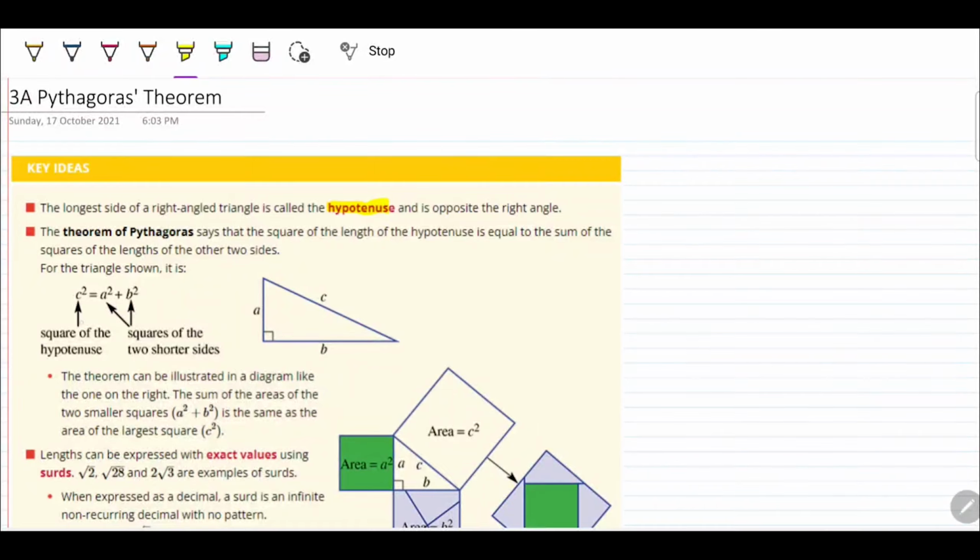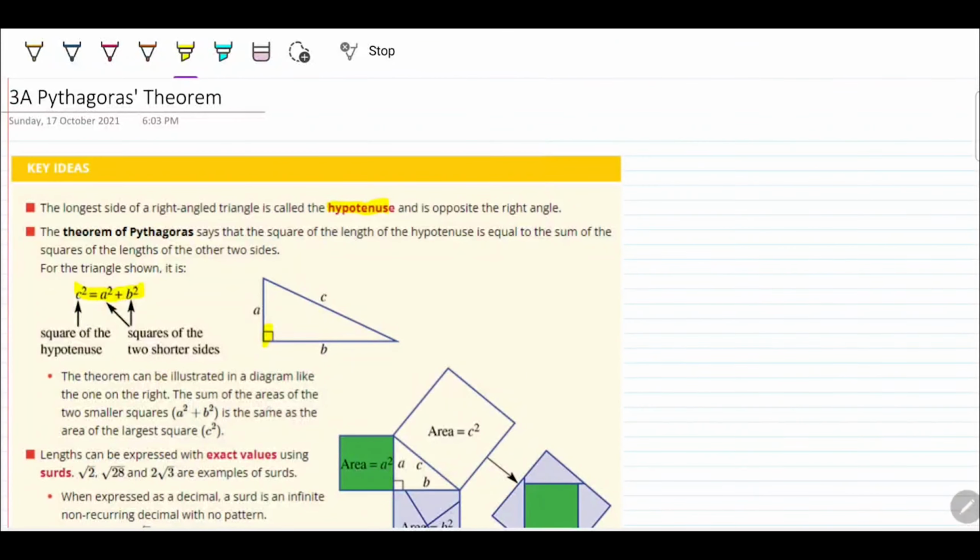We're given this formula here: c squared equals a squared plus b squared. Now, c squared represents the square of the hypotenuse, whereas a squared and b squared represent the squares of the two shorter sides. On this triangle, we have a length of a, a length of b, and you will notice the hypotenuse, which is the longest side opposite the right angle, is labeled c.